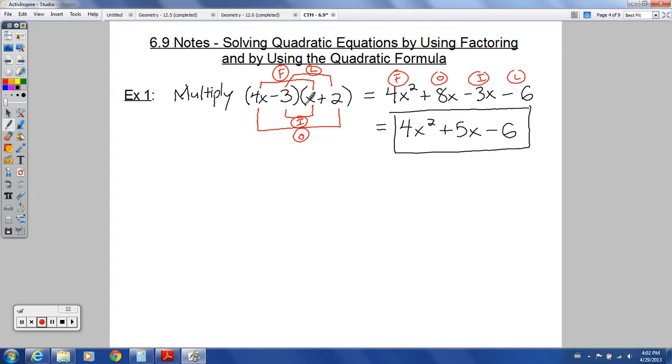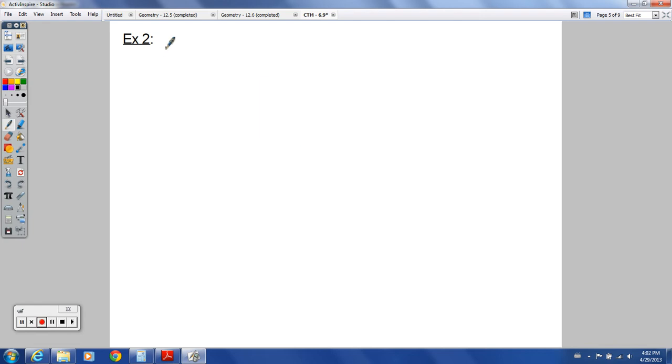So multiplying is the easier thing to do, I think. But sometimes we start with something like this, and we have to factor it back into something like this. This is a little harder. But this first style that we have will be one of the easier versions. We've got x squared plus 12x minus 28.